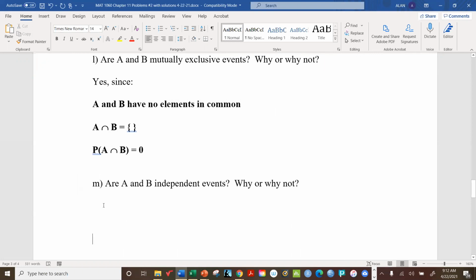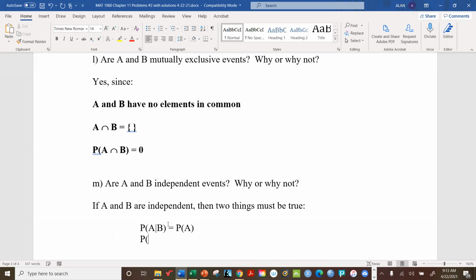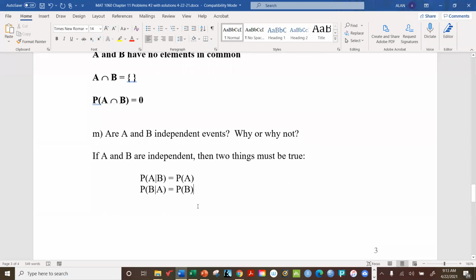Now this one, remember we saw this earlier. If A and B are independent, then two things must be true. Again, we have the probability of A given B equals the probability of A, and the probability of B given A is the probability of B. So all we have to do is show if this is true or false. We'll start with the first one.